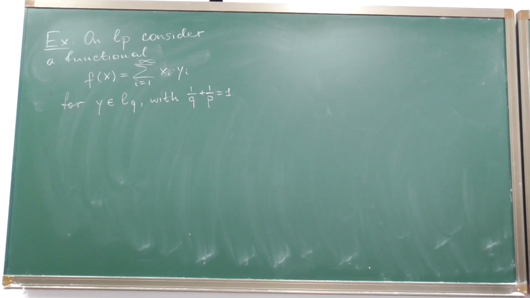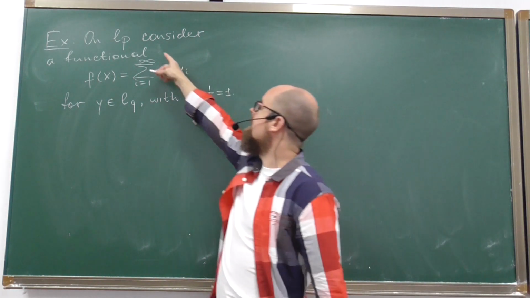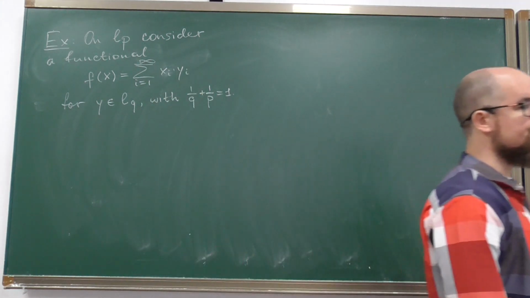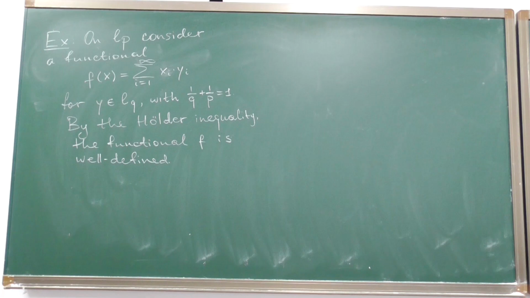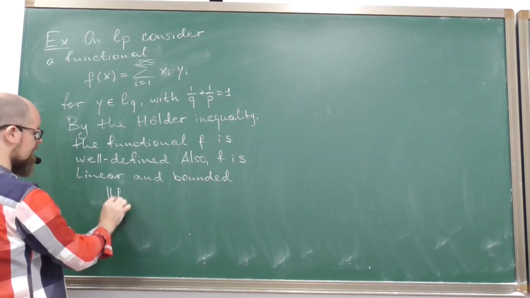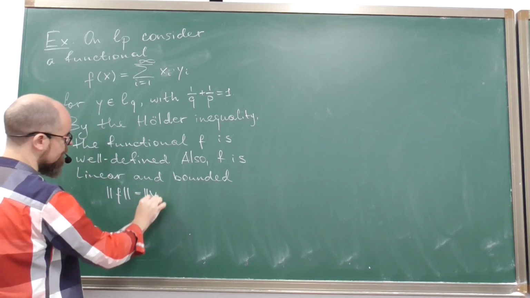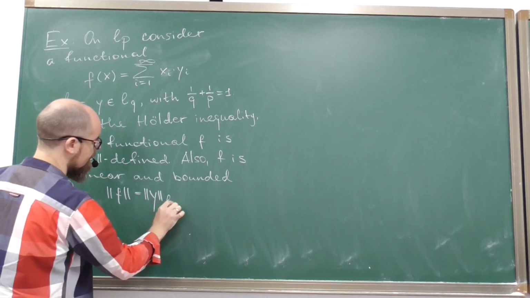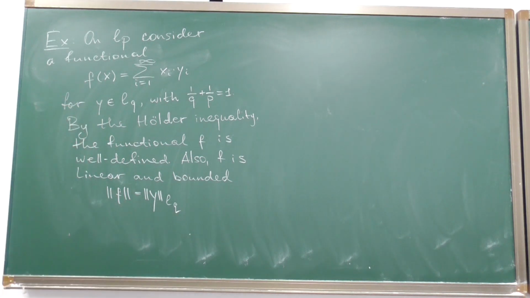So we have seen this kind of relation between two parameters p and q in the Hölder inequality, and in fact to prove that this functional is well defined, by which I mean that this series converges, we need to use the Hölder inequality. By definition, it is easy to see that it is linear and it is bounded. Let us note that the norm of f equals the norm of y in l^q. That will be an exercise for you to prove.